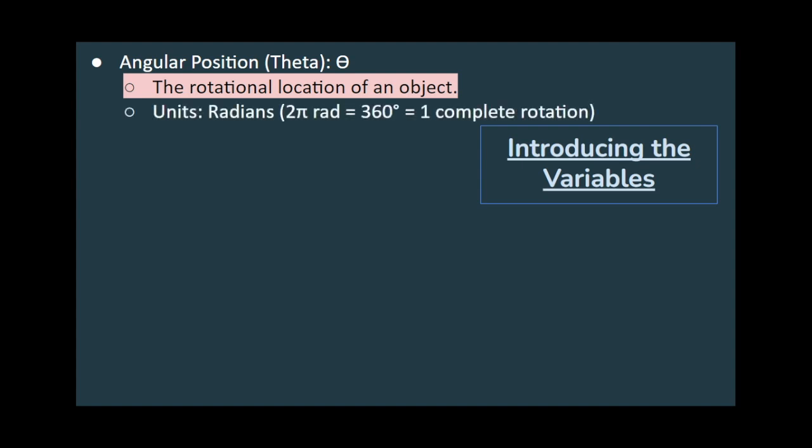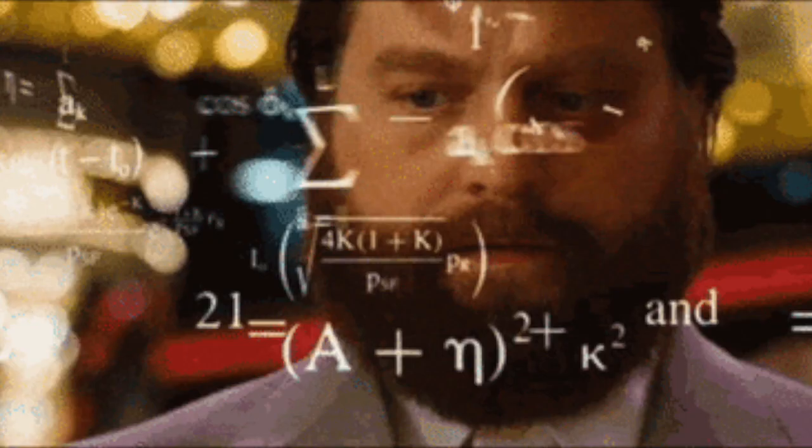The units for theta are going to be radians, and 2 pi radians are equal to 360 degrees, which just equals 1 complete rotation. So this might sound familiar for some of you guys from what you've learned in your math class about radians and degrees and the relationship.